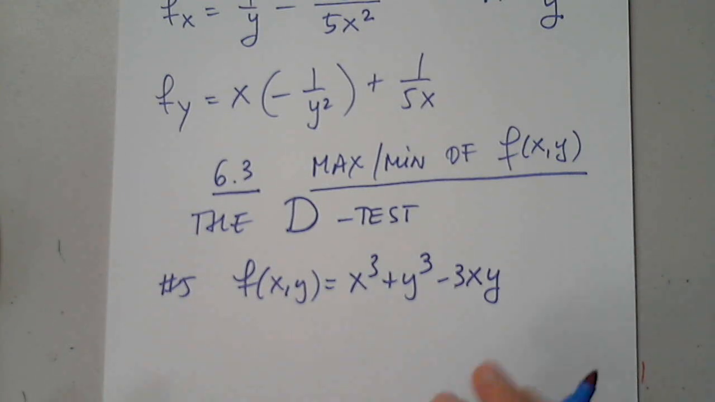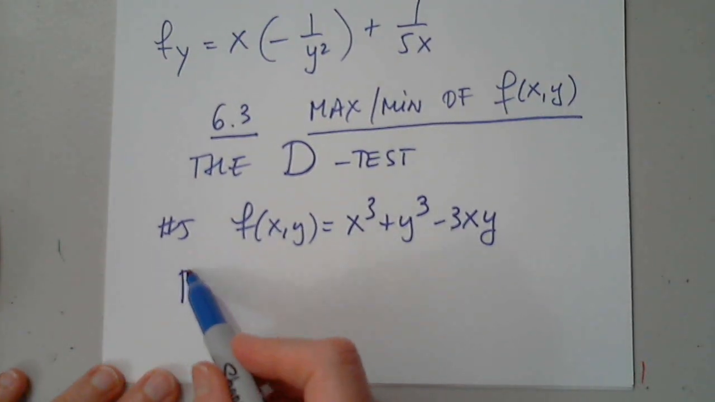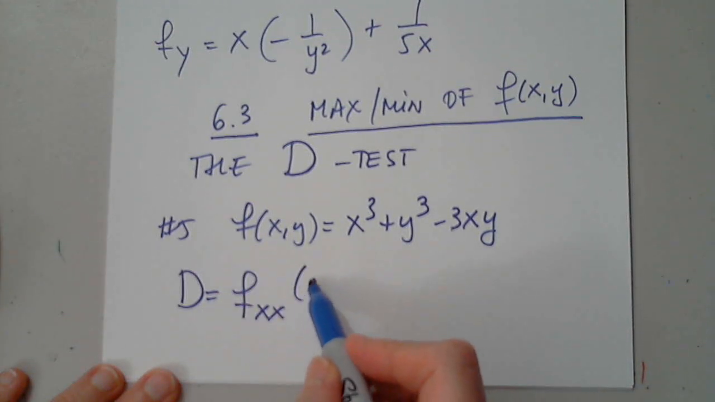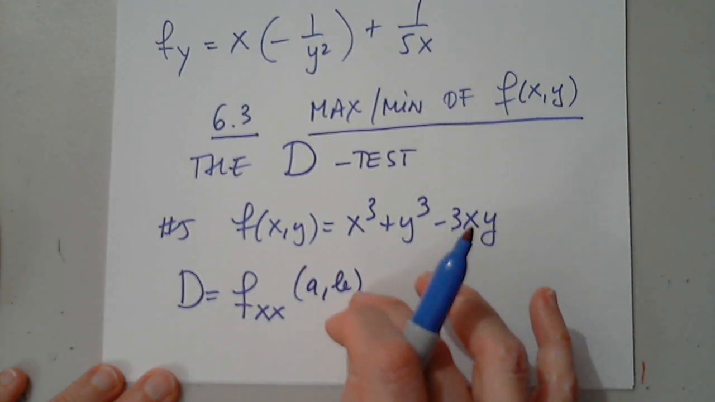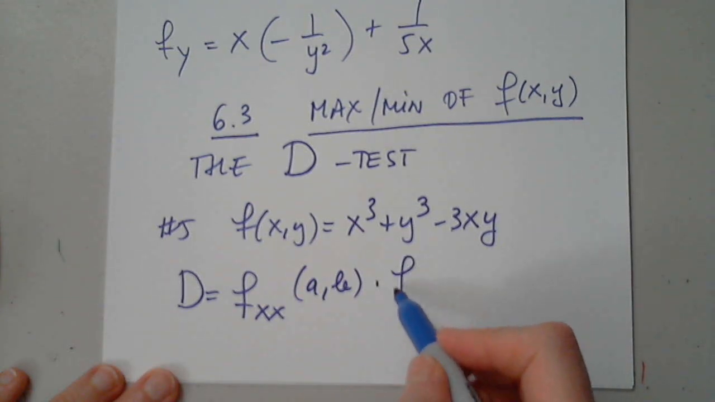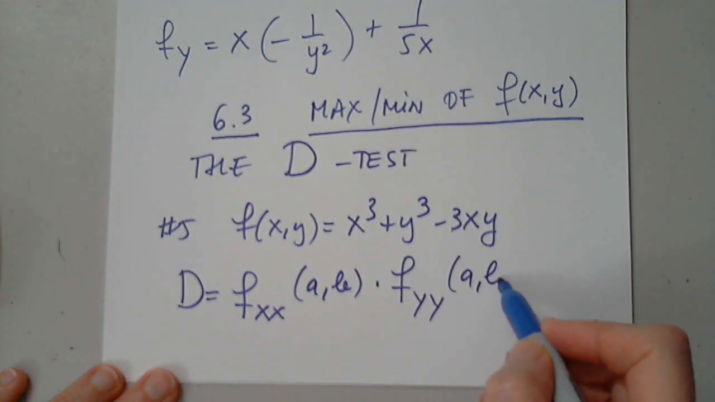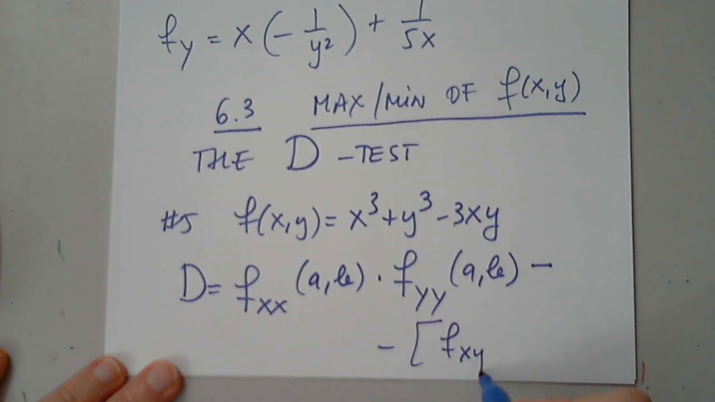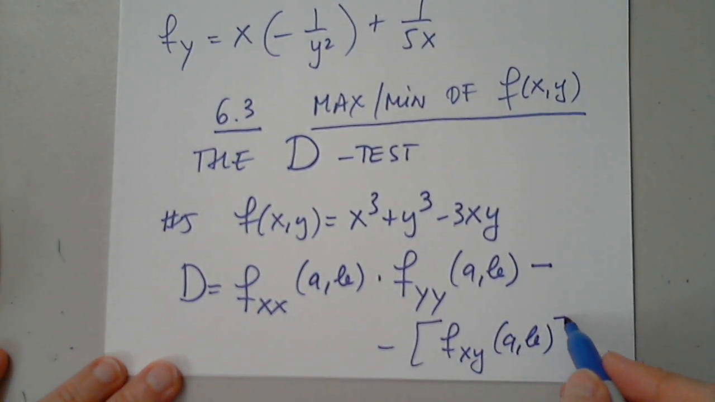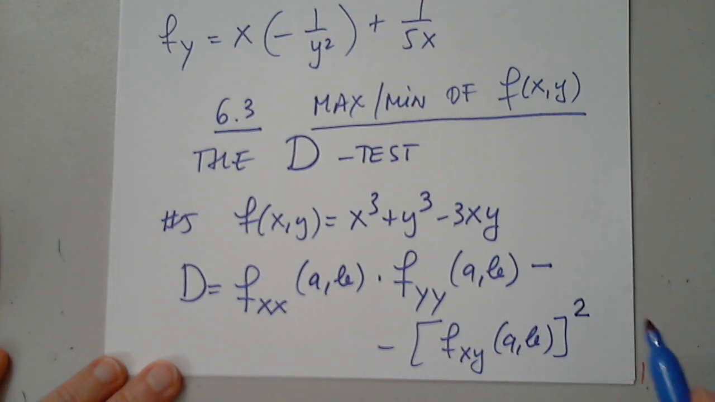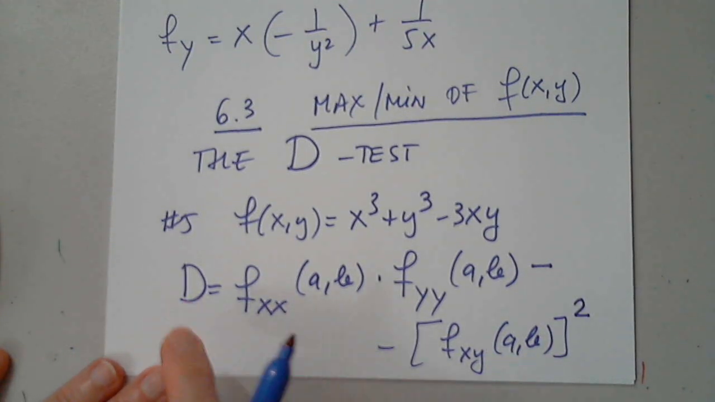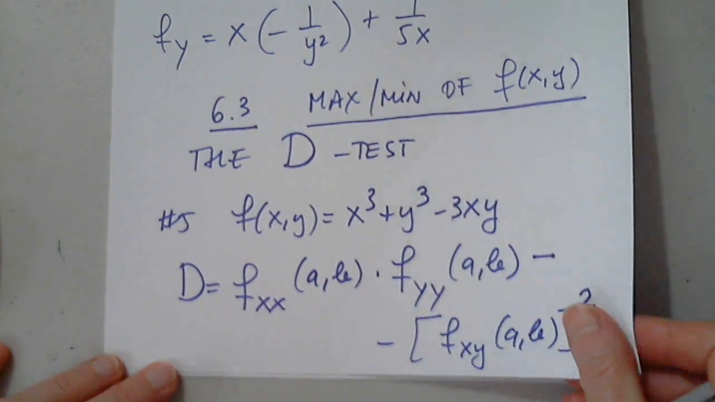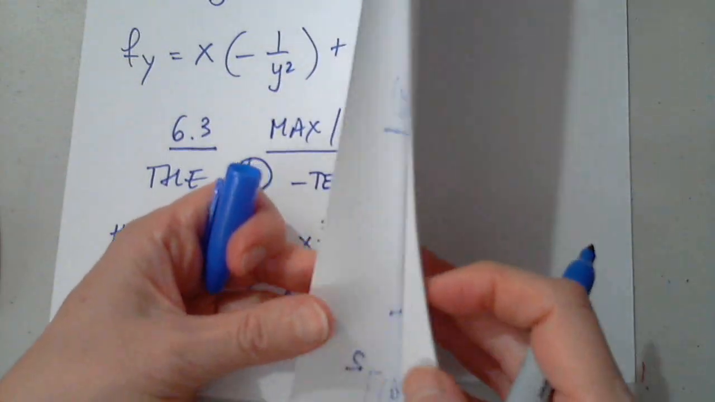And the D test is this. D equals fxx of a comma b, fyy of a comma b minus fxy of a comma b squared. We calculate this and we will draw some conclusions. What is a comma b? And I'll stop after I mention what a comma b is.